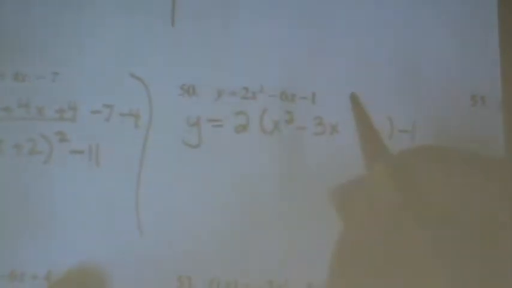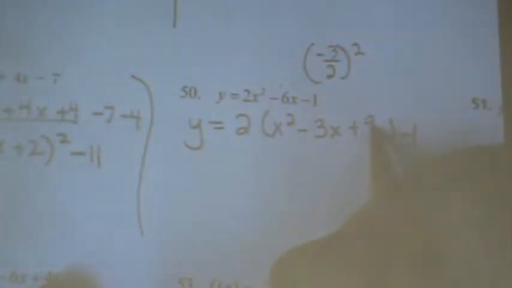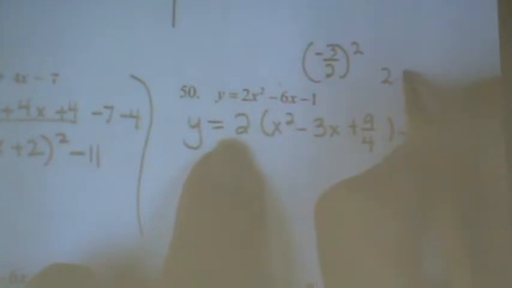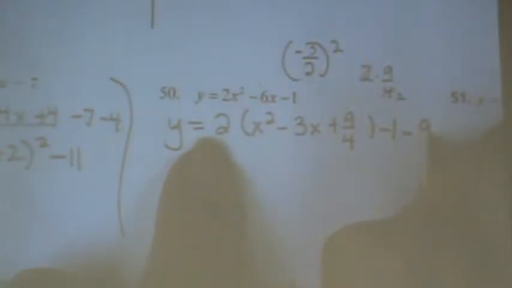Number 50 is going to be interesting because when you divide by 2 here, you're going to get an odd number in the middle. Okay, so when you take half of negative 3, you get negative 3 halves. When you square this, you get 9/4. So really, 2 times 9/4 is 9 halves. You really added 9 halves, so you're going to subtract 9 halves.